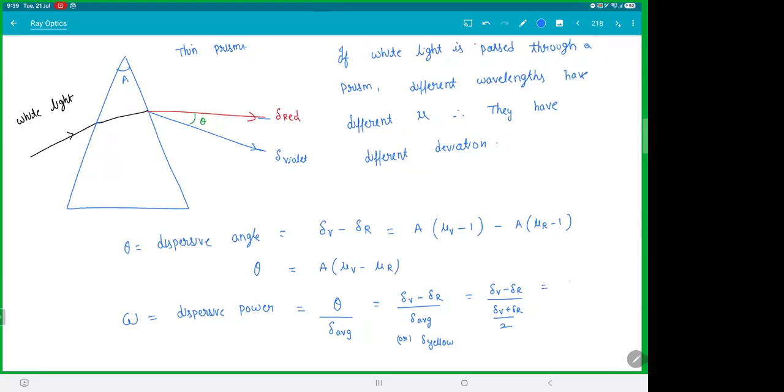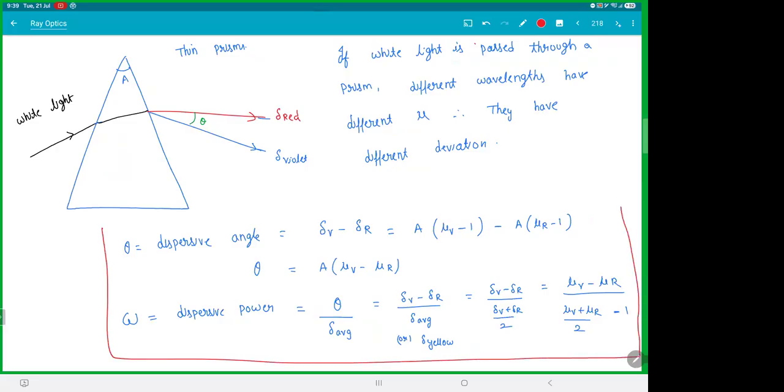So if you substitute the formula here, you end up with mu violet minus mu R by average, which will be mu violet plus mu R by 2 minus 1. This is your dispersive power. These are the two formulas which you should remember. Questions are rare, but there have been times they asked. Mu violet minus mu red by mu violet plus mu R by 2 minus 1. So that's your mu average.